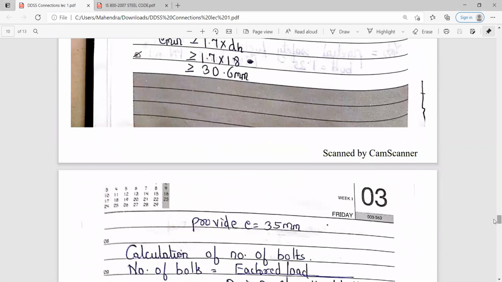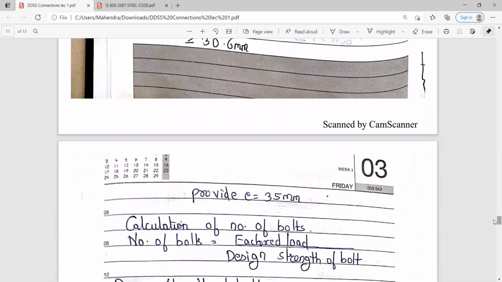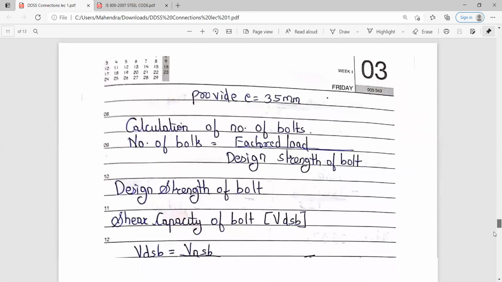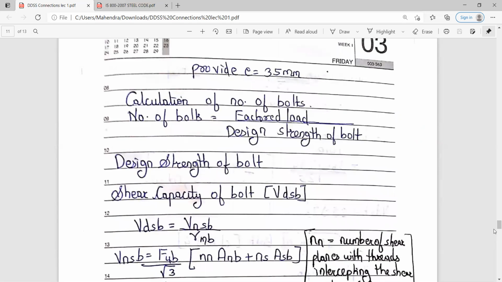So 30.6 we have got. So providing E, that is 35 mm in round figures. We have taken the end and edge distance as 35 mm. Now, calculation of the number of bolts.